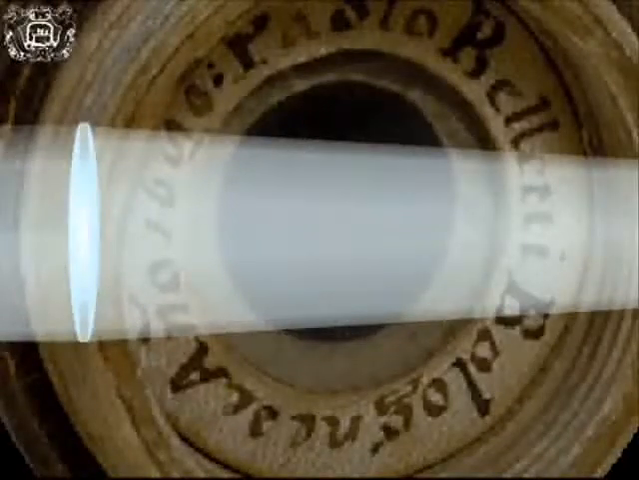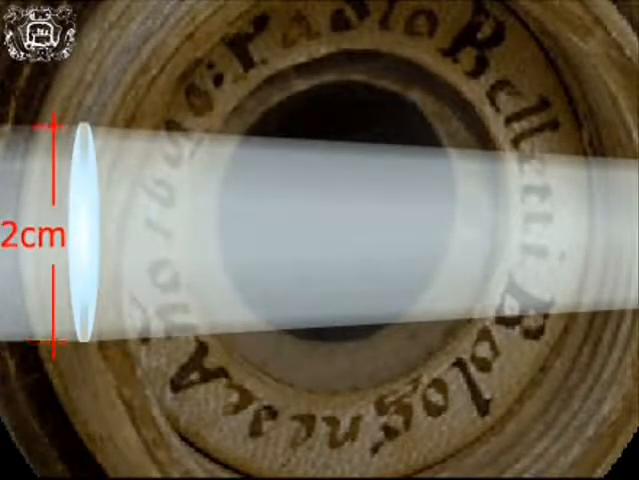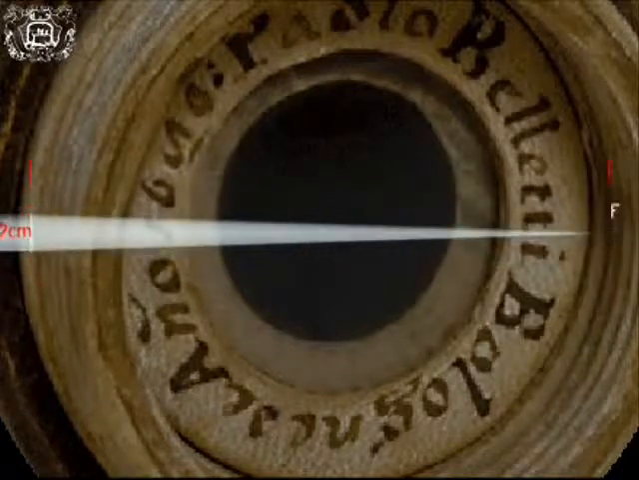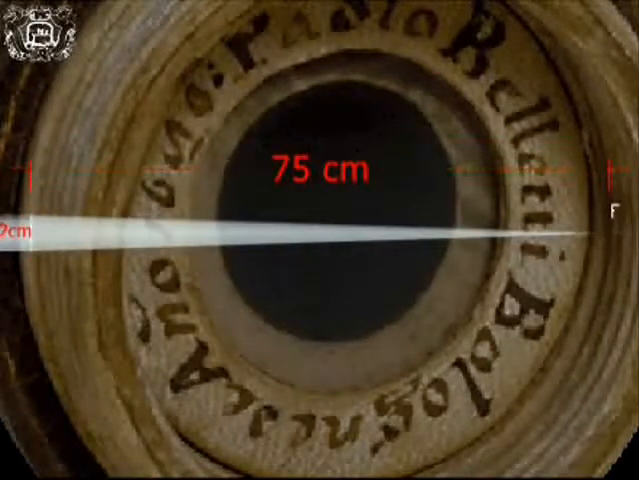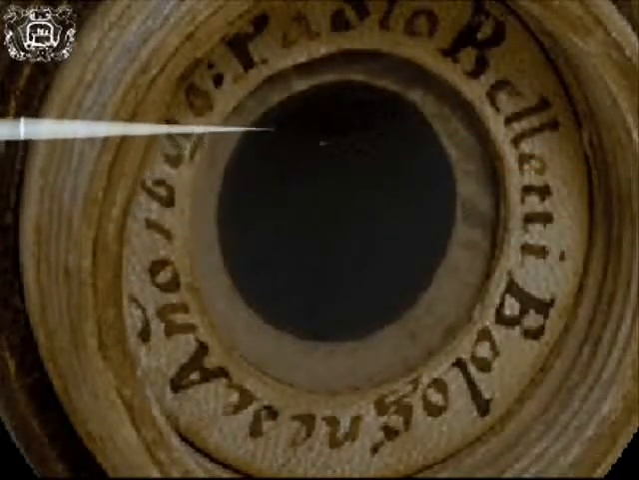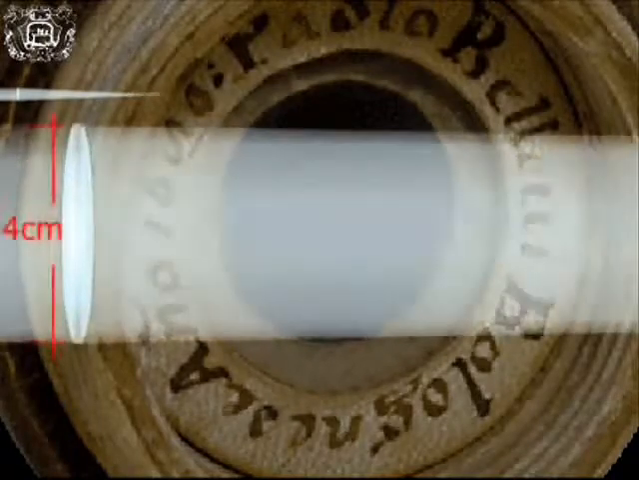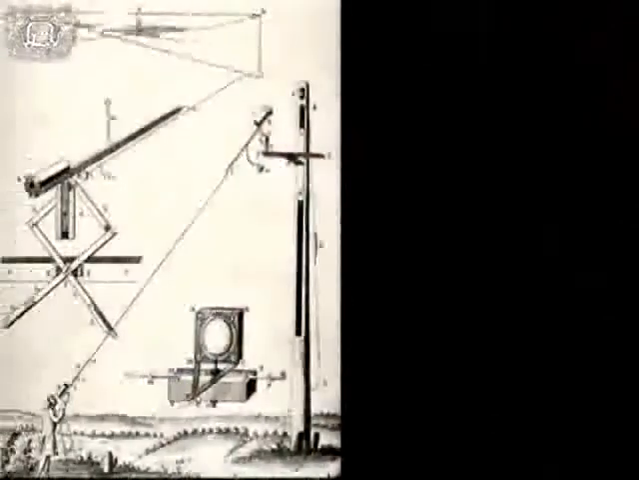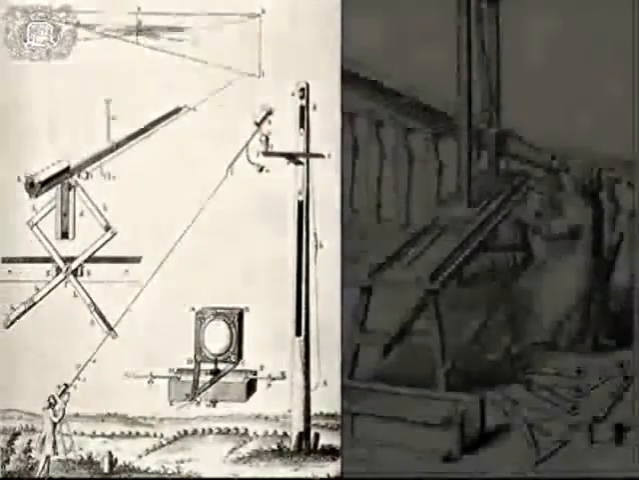If, for example, an objective with aperture of 2 centimeters shows no appreciable chromatic aberration for focal lengths of at least 75 centimeters, an objective having double the diameter, i.e. 4 centimeters, must have a focal length 4 times greater, or nearly 3 meters. This circumstance profoundly conditioned the subsequent evolution of the telescope.